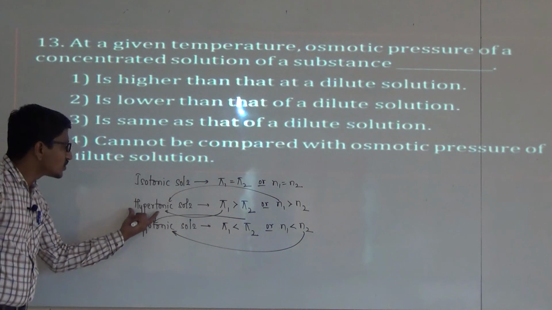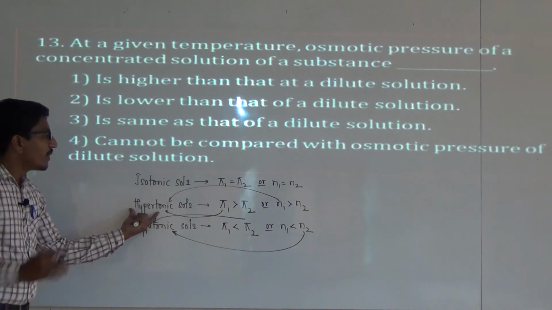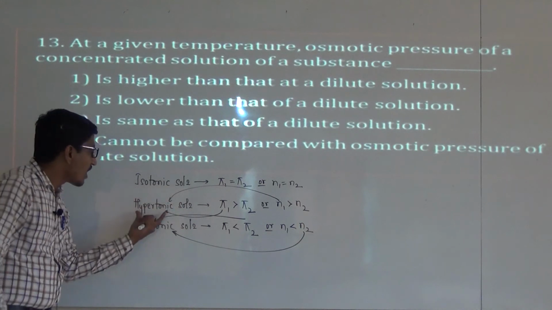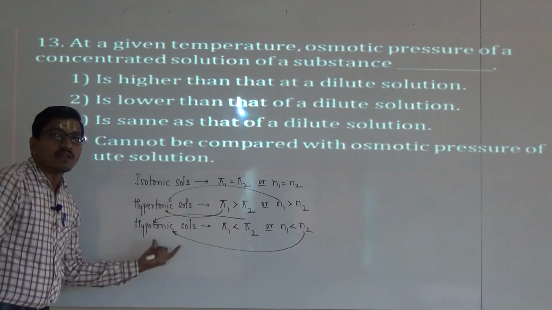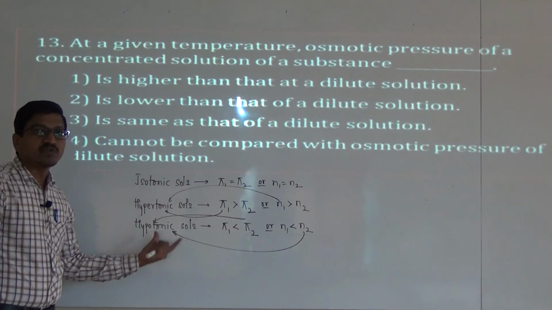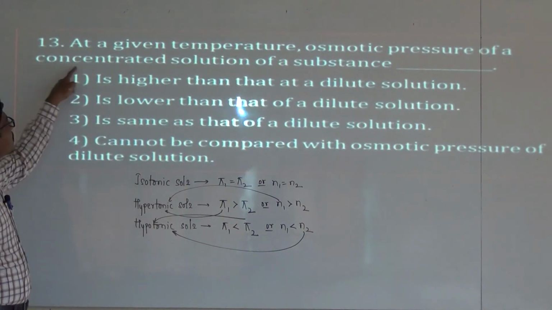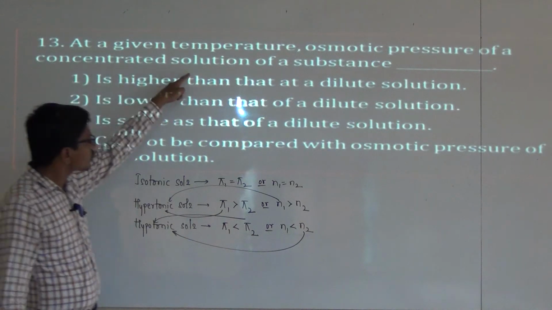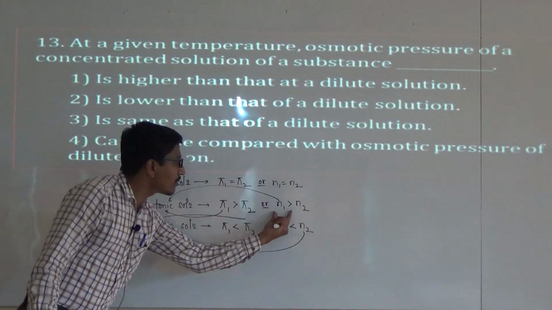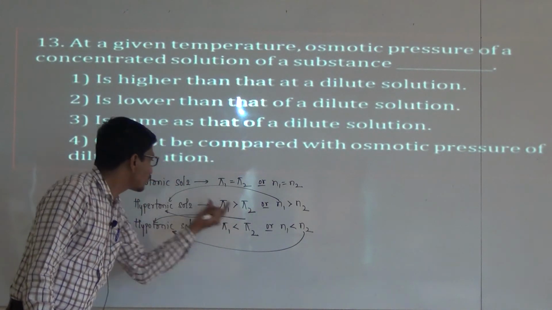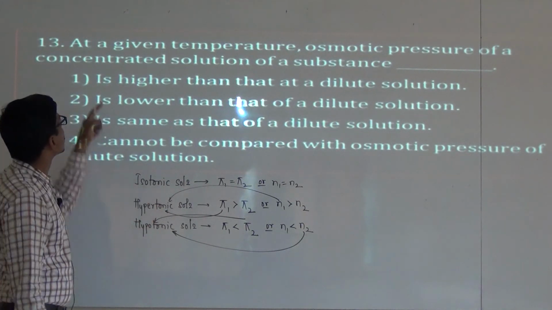The higher concentration of a solution compared with another solution is called hypertonic, and the lower concentration of a solution compared with the other solution is called hypotonic. In this case, the osmotic pressure of a concentrated solution means the number of particles is more and the osmotic pressure is more, and this is a hypertonic solution.